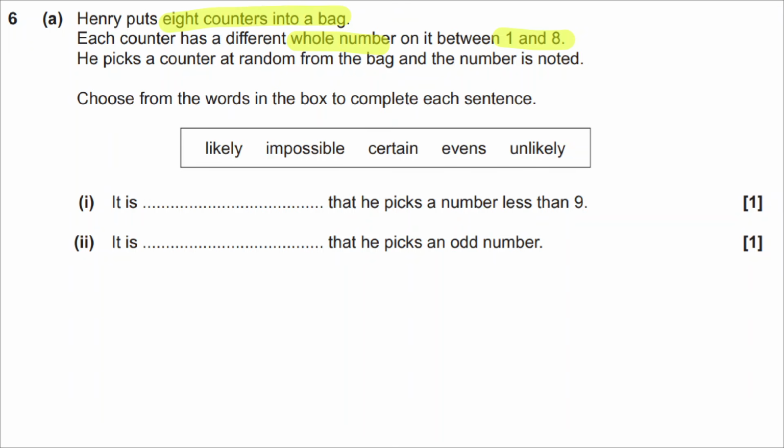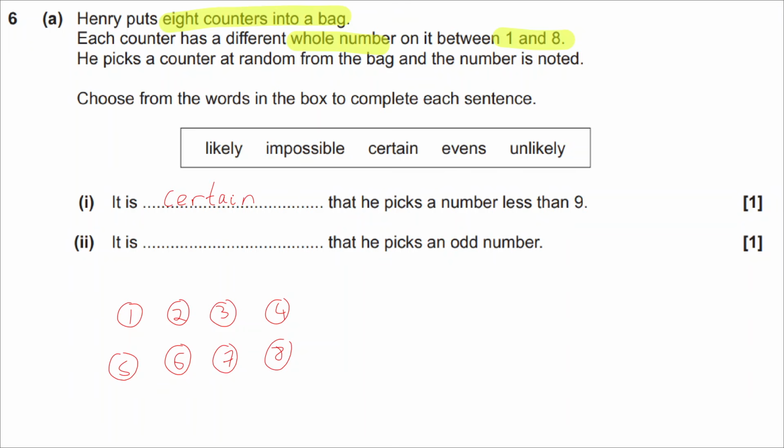Okay, so let's just visualize what is going on here. You've literally got 8 counters, so 1, 2, 3, 4, 5, 6, 7, 8, numbered from 1 to 8. It is something that he picks a number less than 9. Well, it must be certain, because all of these numbers here are less than 9. So the first one is definitely going to be, it is certain. There we go. And in part I, it is what that he picks an odd number.